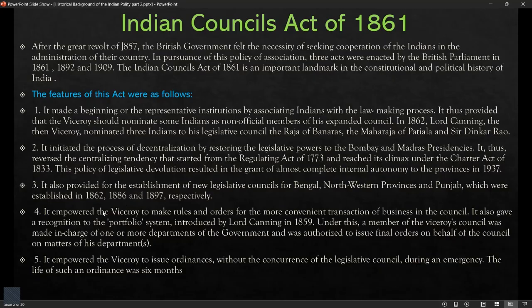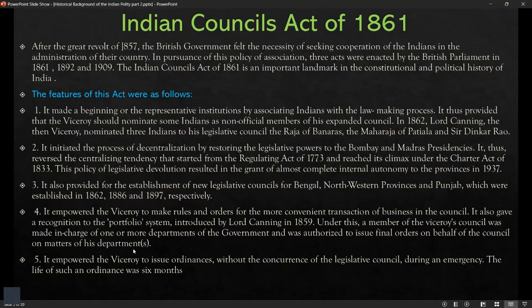It also provided for the establishment of new legislative councils for Bengal, the North-Western Provinces, and Punjab, which were established in 1862, 1886, and 1897 respectively. It empowered the viceroy to make rules and orders for the most convenient transaction of business in the council. It also gave recognition to the portfolio system introduced by Lord Canning in 1859. Under this, a member of the viceroy's council was made in charge of one or more departments of the government and was authorized to issue final orders on behalf of the council on matters of his department.